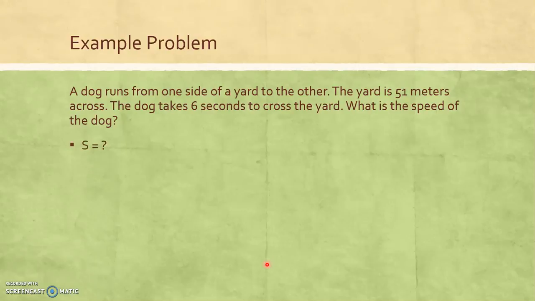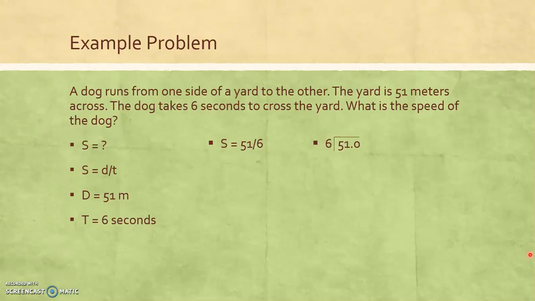So I'm looking for speed. That's the one I don't know. And speed equals distance over time. The distance I know is 51 meters. I got that from the problem. And the time I can also get from the problem. That was 6 seconds. So I know that speed has to be 51 divided by 6.